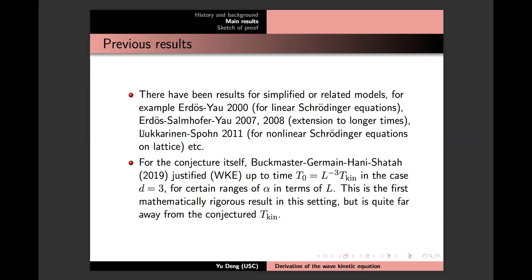Then there is a work of Lukkarinen and Spohn, considering a slightly different setting. They were considering the nonlinear Schrödinger equation, but on the lattice, and they were considering the dynamics of a Gibbs measure, which is equilibrium dynamics in the statistical sense. But here we're considering non-equilibrium dynamics because we don't have any invariant measure.